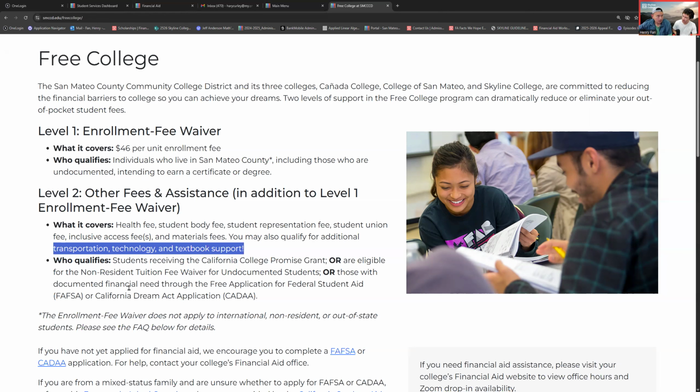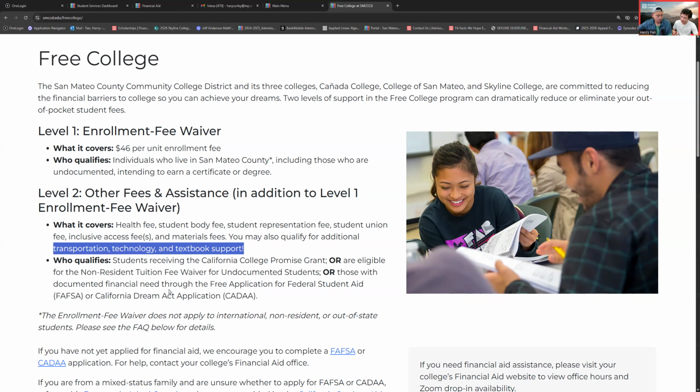The transportation, I've heard it's $50 a month. It requires 6 units minimum that are in person, and it's a gas card. And this is in addition to various transportation supports you might get from other learning communities like EOPS and Promise Scholars and other ones.